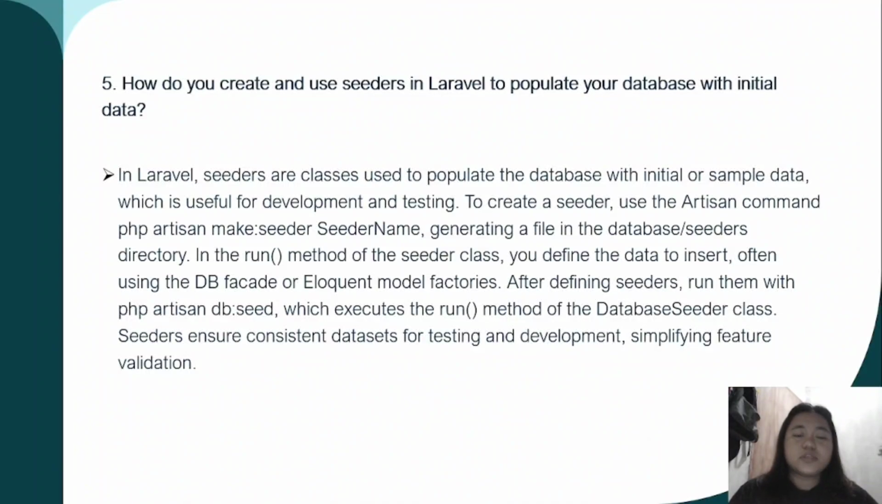How do you create and use seeders in Laravel to populate your database with initial data? In Laravel, seeders are classes used to populate the database with initial or sample data, which is useful for development and testing. To create a seeder, use the artisan command php artisan make:seeder name, generating a file in the database/seeders directory. In the run method of the seeder class, you define the data to insert, often using the DB facade or Eloquent model factories. After defining seeders, run them with php artisan db:seed, which executes the run method of the DatabaseSeeder class. Seeders ensure a consistent database for testing and development, simplifying feature validation.